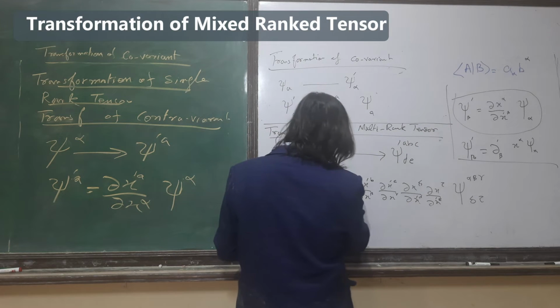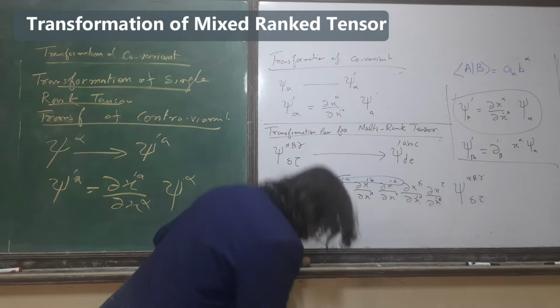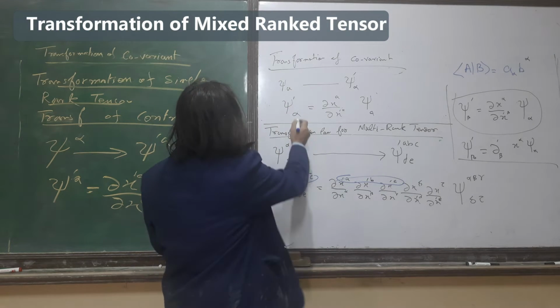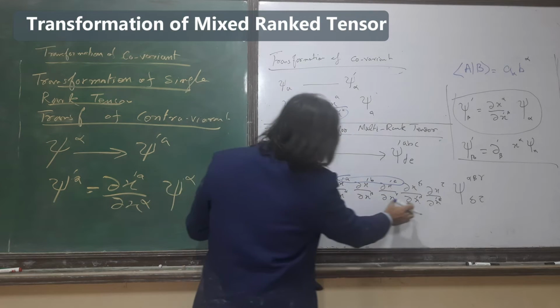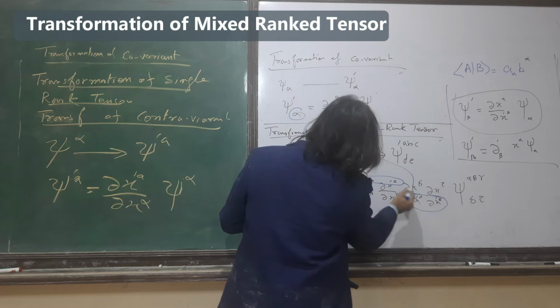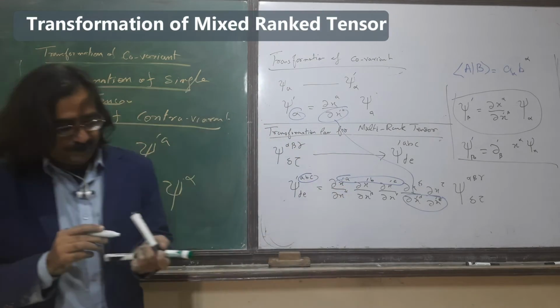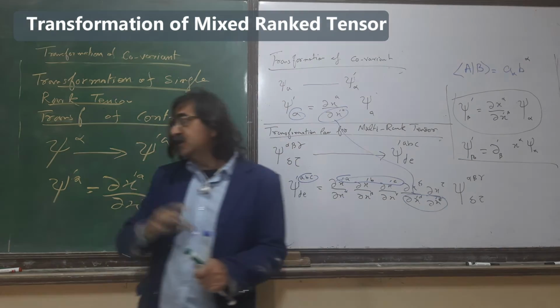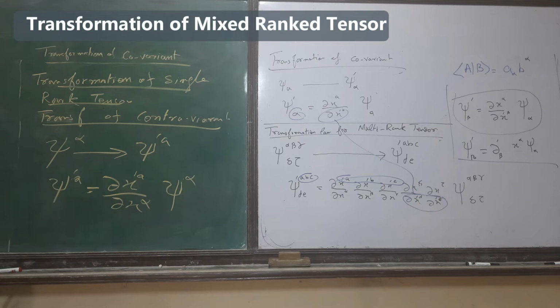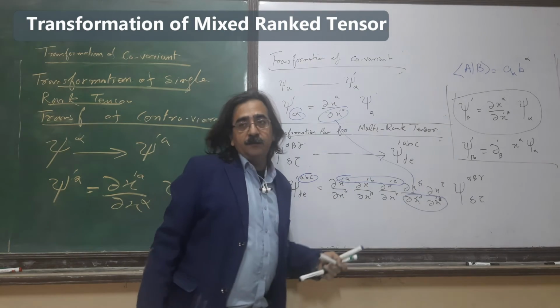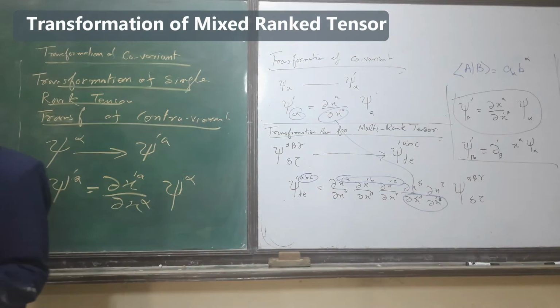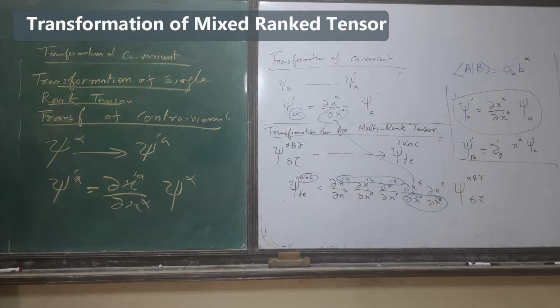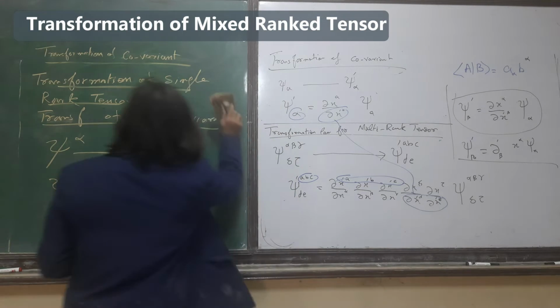Bar is here, there is a 3 bar. Here it is a subscript, and in the previous one we have... Okay, got it? Any confusion? So this is the way of transformation of a multi-rank tensor. If it is a mixed rank tensor, with some contravariant and some covariant indices, then it will be transformed in this way. Got it? So come to the topic.